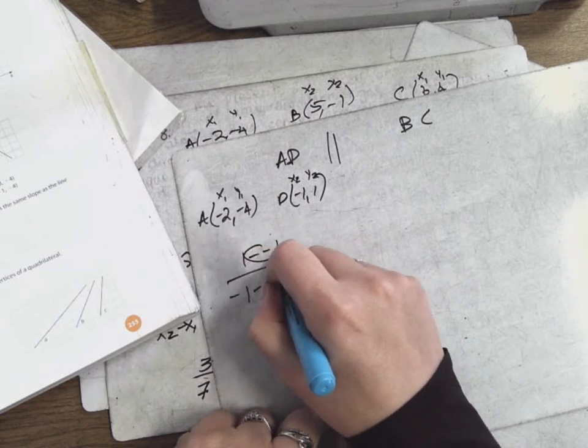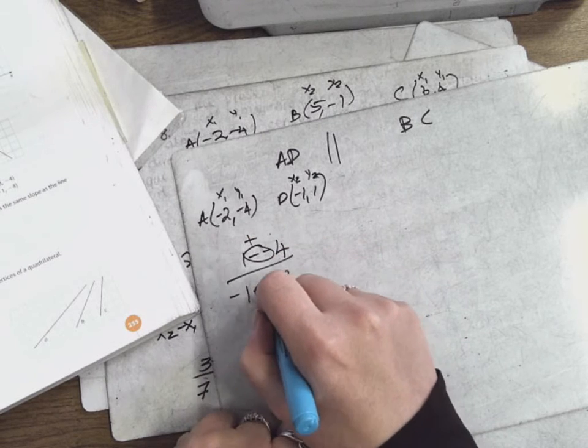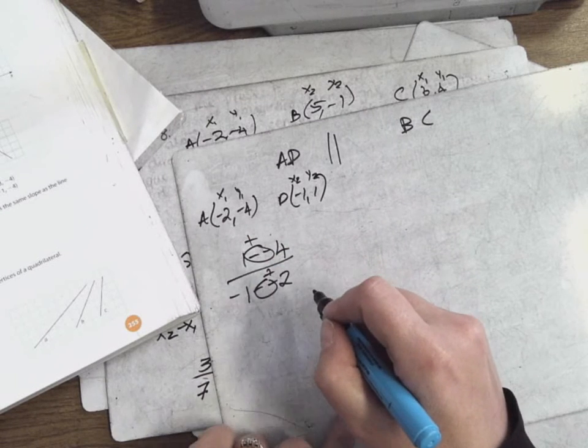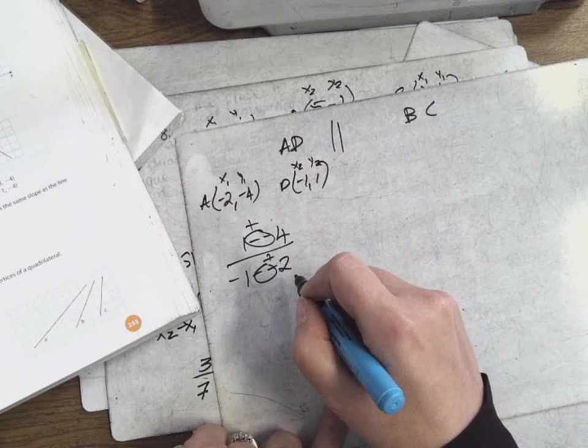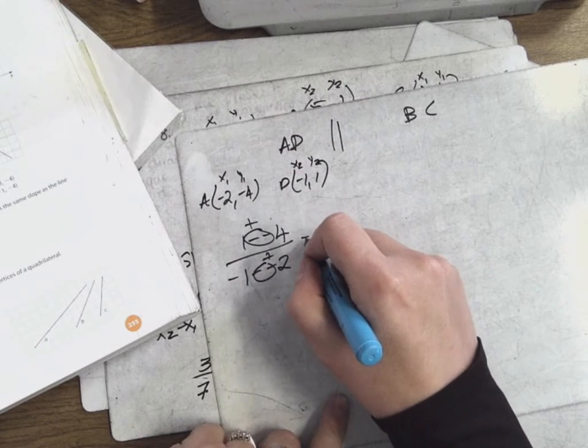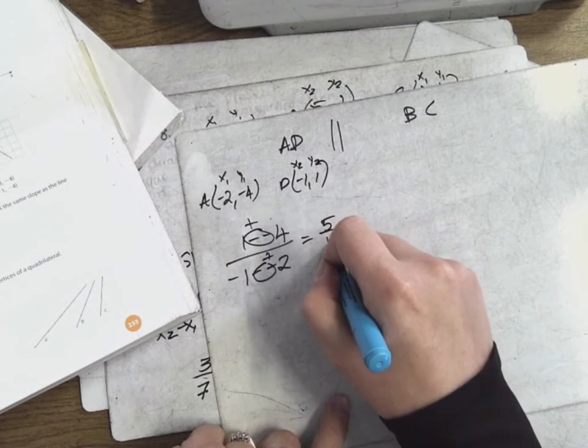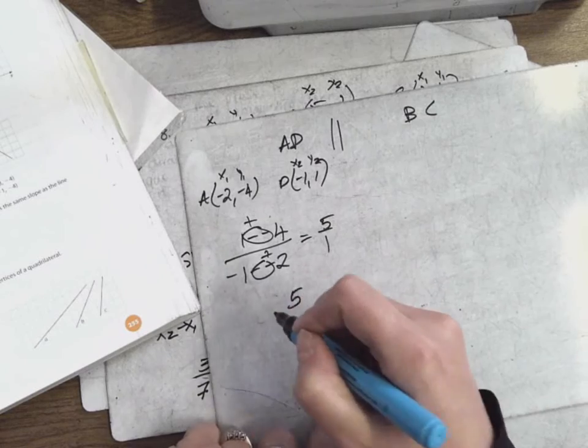And they become a plus, and that's a plus, and that's 5 over 1, am I right? I'm nervous now. 5 over 1, which is just 5. Okay, so the slope of that is 5.